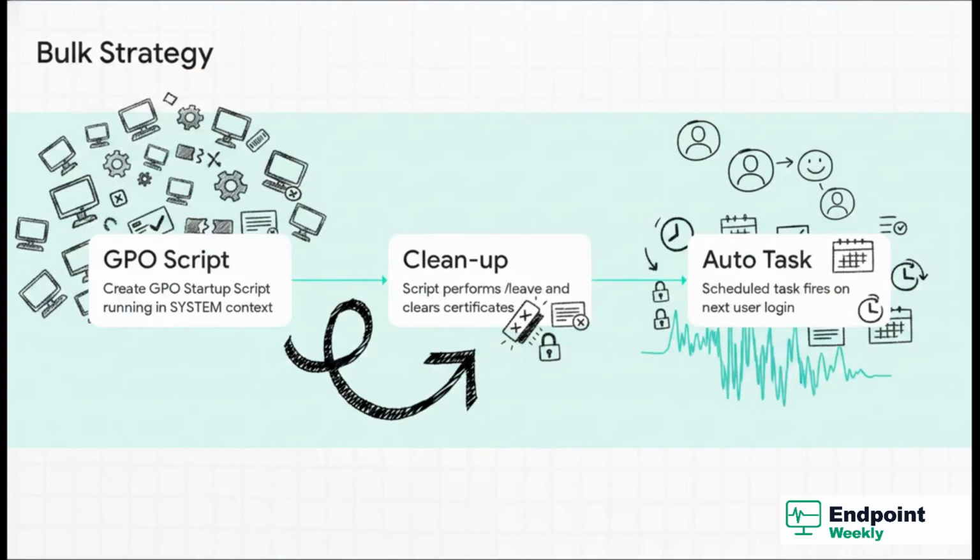Now, if you are dealing with dozens or even hundreds of devices stuck in pending, which is super common after a mass reimage or maybe an Entra Connect tenant migration, a group policy object startup script is your ultimate scalable blueprint. The script runs in the system context when the machine boots up. It automatically performs the /leave command and cleans up those stale certificates we just talked about. Then, the next time the user logs in, the scheduled task fires automatically, completely resolving the issue silently in the background. It's a real game changer for bulk fixes.